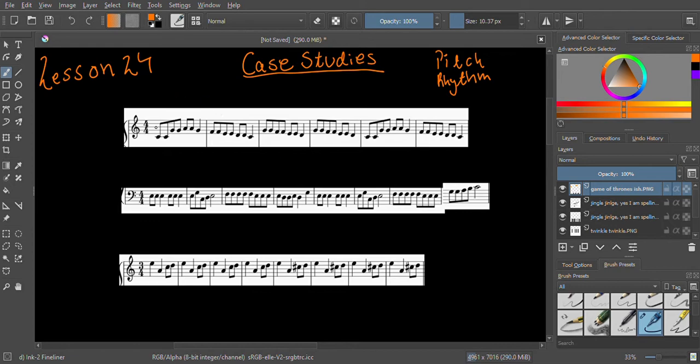So let's have a look at our first sheet music here. Now let me run down exactly what you do when you see sheet music. First thing, identify the clef. And here right now we are in treble clef. So I know to use the treble clef system to look at the lines and spaces.